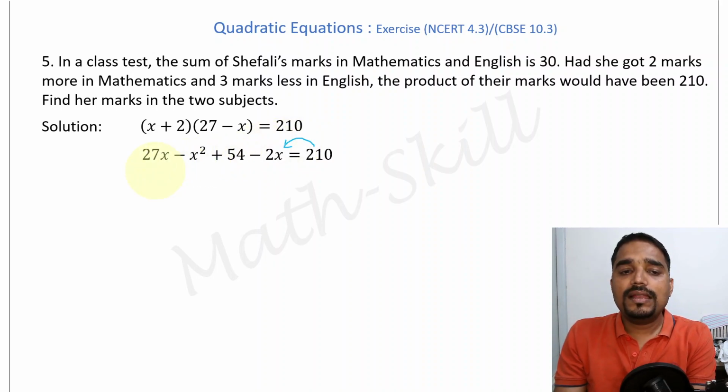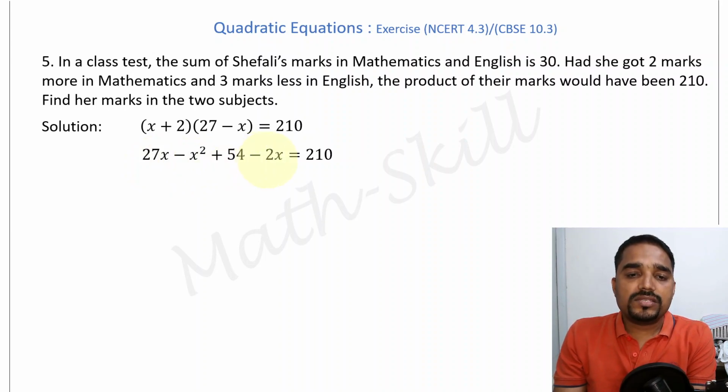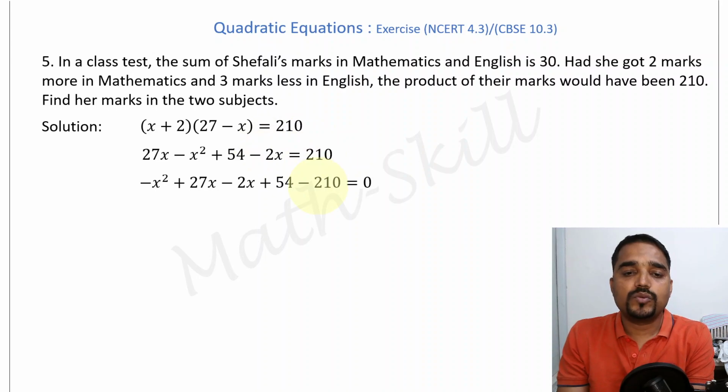Let's also rearrange the terms of the LHS, starting with the highest exponent of x, that is the x square term as the first term: minus x square plus 27x minus 2x plus 54 minus 210. Upon transposing, plus 210 has become minus 210. Now let us add and subtract the like terms. For x square there is no other like term, so minus x square as it is, plus 27x minus 2x is plus 25x, plus 54 minus 210 is minus 156, equals 0.